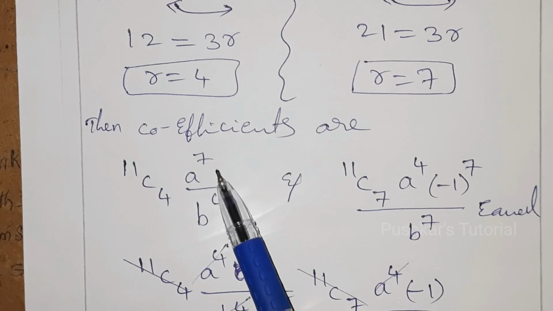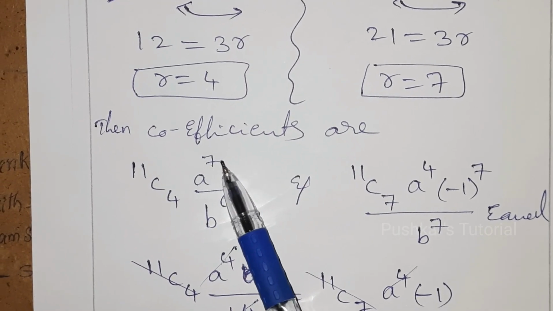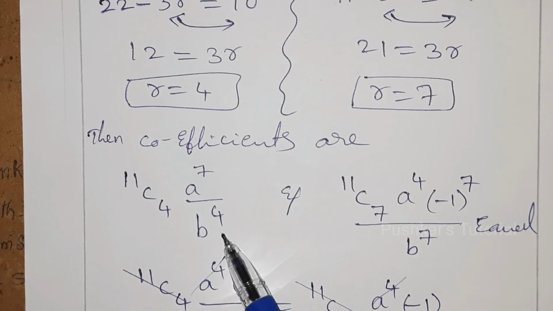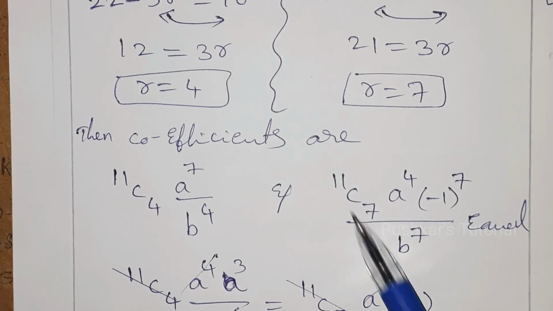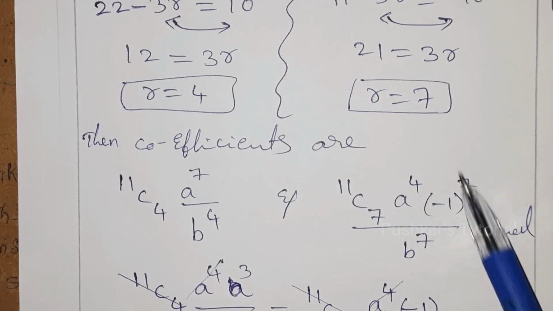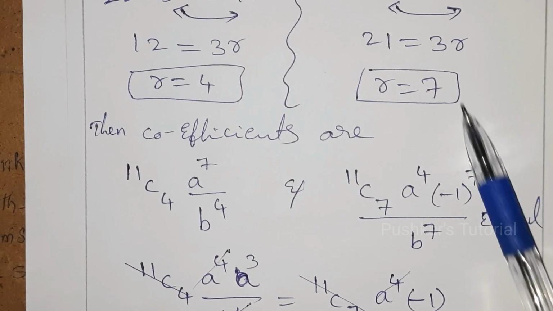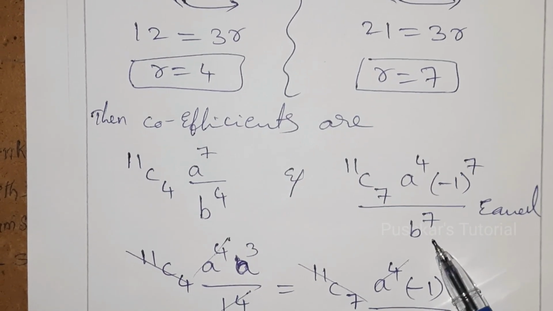11C4 a to the power of n minus r. N minus r means 11 minus 4 is 7. Next b to the power of r means 4. In the second part also, what we got? 11Cr means 11C7. A to the power of 11 minus r means 11 minus 7 is 4. Minus 1 to the power of r means minus 1 to the power of 7 by b to the power of r. R means 7.